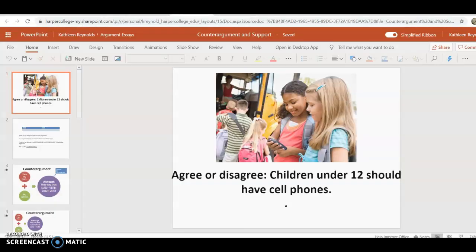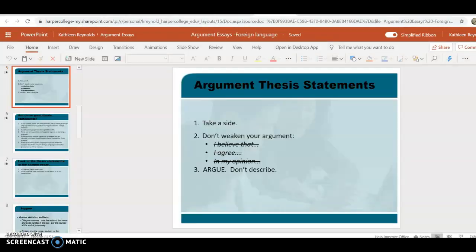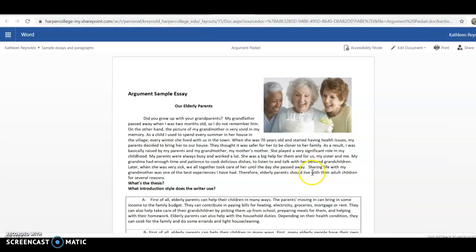So we want to look back at our list of things that an argument thesis should have. Does it take one side? Does it have statements that weaken the argument? And does it argue or describe? Okay, in this case, we see that it does not have anything like "my opinion" or anything like that, so that means it's not weakened. It uses the word "should," so that means it argues and doesn't describe. So this is a good thesis.